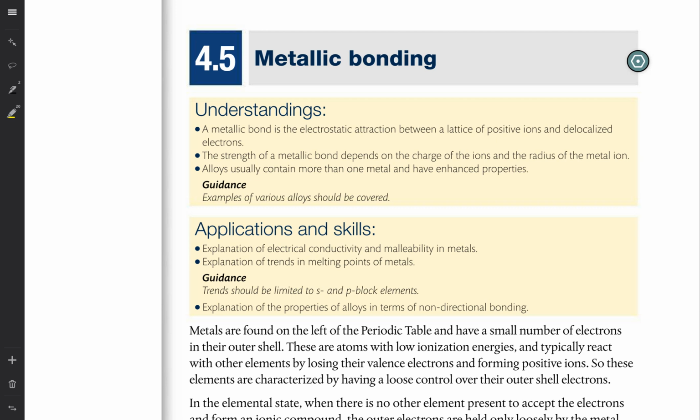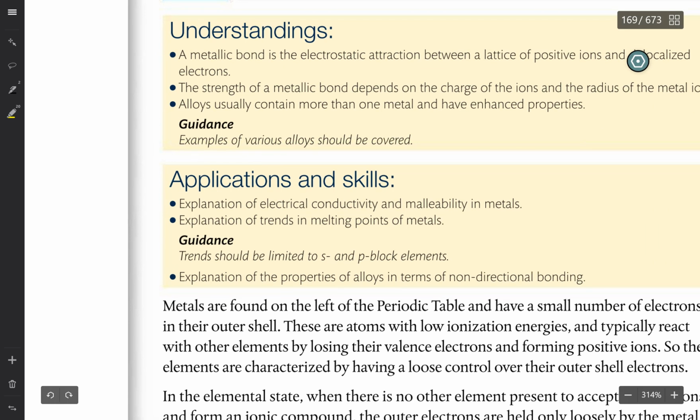In this video, we want to study the last section of chapter 4, and it is about the metallic bond. At the end of this section, you must be able to explain electrical conductivity and malleability and ductility in the metals, and also you must be able to explain trends in the melting point of the metals.